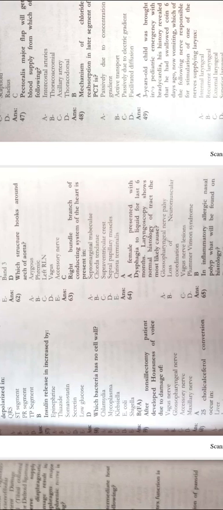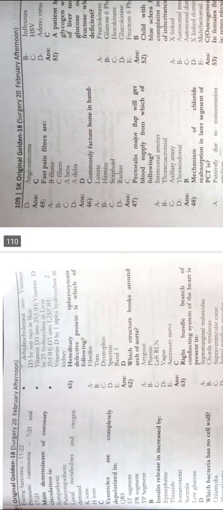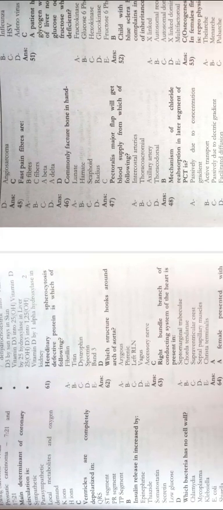Which bacteria has no cell wall? That is Mycoplasma. After tonsillectomy, the patient developed hoarseness due to damage of the vagus nerve. 25-cholecalciferol conversion occurs in the kidney. Next, the hereditary spherocytosis defective protein is which of the following? That is spectrin.